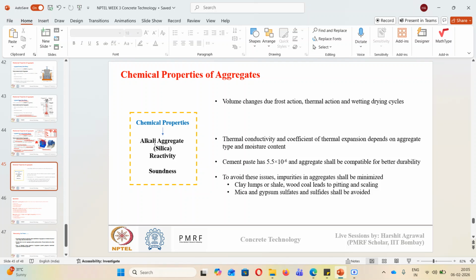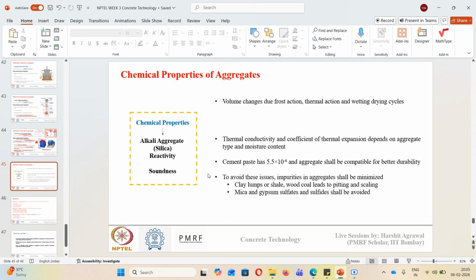We don't want aggregate to be reactive. We want aggregate only as an inert material in the system. And soundness. As we talked earlier when we talked about cement paste, soundness refers to what makes a cement unsound when it is expansive in nature. The same thing can occur for aggregates also. When it absorbs water, it should not expand.